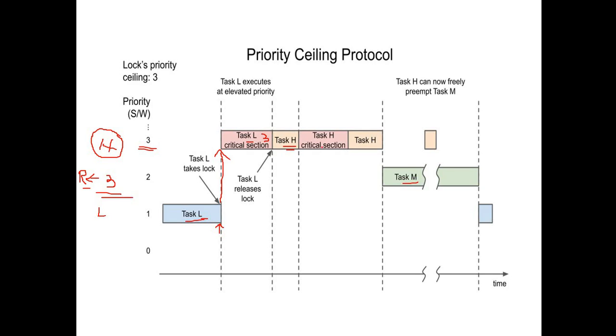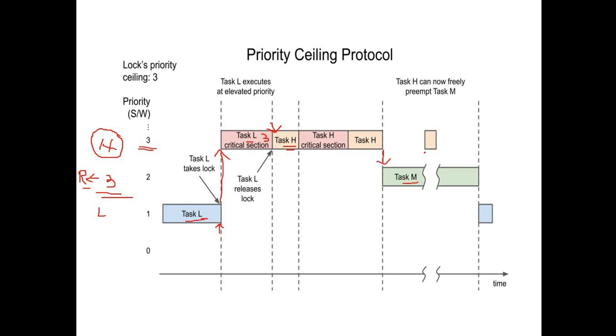So therefore what happens? The task M will be made to enter into a blocking state. Then task L completes its execution and releases the lock, and task H will acquire the lock for that resource and complete its normal execution as well as the critical section execution. Then task H will complete its execution. Then task M will go for execution.